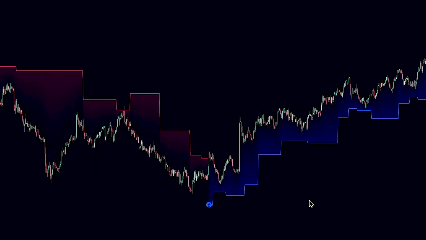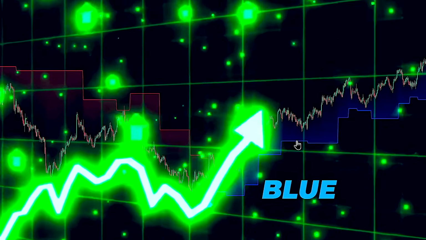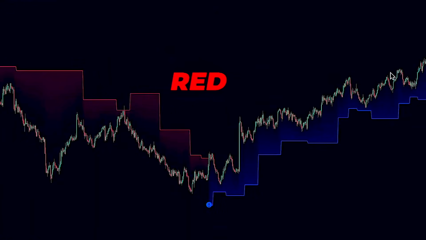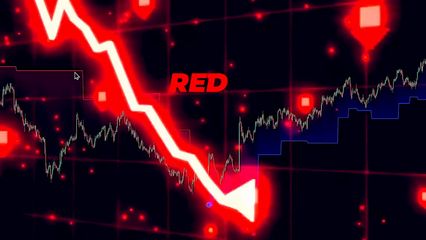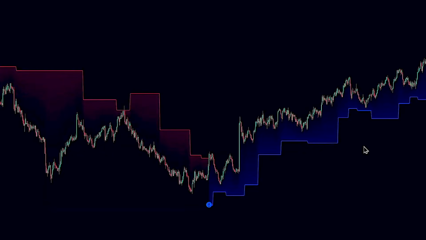So on your chart, that line becomes your trend guide. When the line is blue, it's telling you structure is bullish and the trend is moving up. When it turns red, structure is bearish and the trend is heading down. In a bullish trend, the line sits below price and acts like dynamic support. In a bearish trend, it sits above price and acts like dynamic resistance.